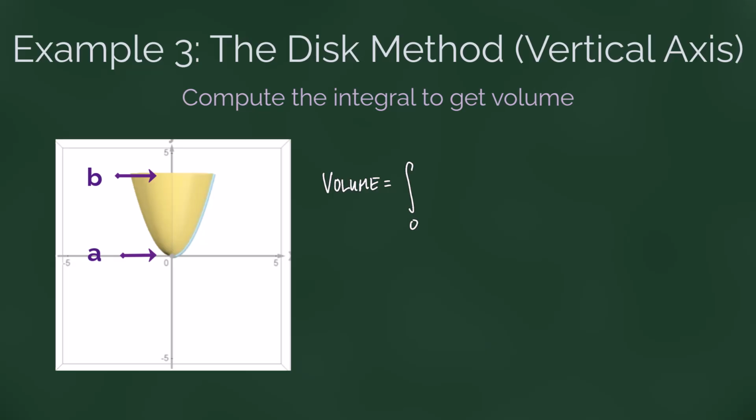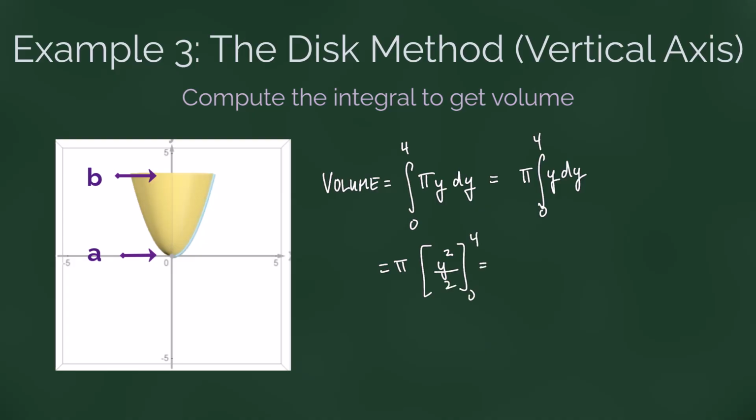Our last task is to actually compute the integral to get the volume. So our volume is the integral from 0 to 4 of pi y dy. We can move the pi to the outside since it's a constant. We get pi times the integral from 0 to 4 of y dy. That is pi times y squared over 2, taking an appropriate antiderivative, evaluated from 0 to 4, which gives us pi times the quantity 16 over 2 minus 0, which is 8 pi cubic units.